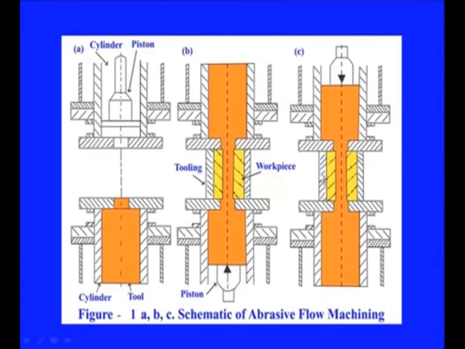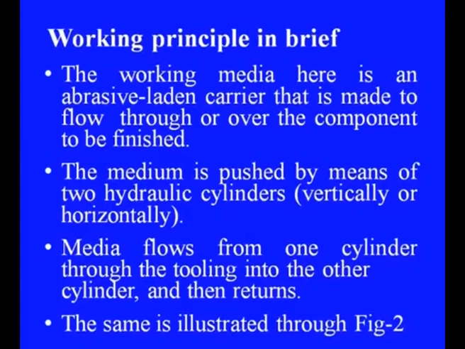The configuration shown here is a vertical configuration. The same can be a horizontal one as well, but the principle remains the same. Let us see the working principle in brief. The media here is an abrasive laden carrier that is made to flow through or over the component to be finished. The medium is pushed by means of two hydraulic cylinders. It can be in vertical arrangement or in horizontal arrangement. Then media flows from one cylinder through the tooling into the other cylinder and then it returns, and this was shown in the figure.